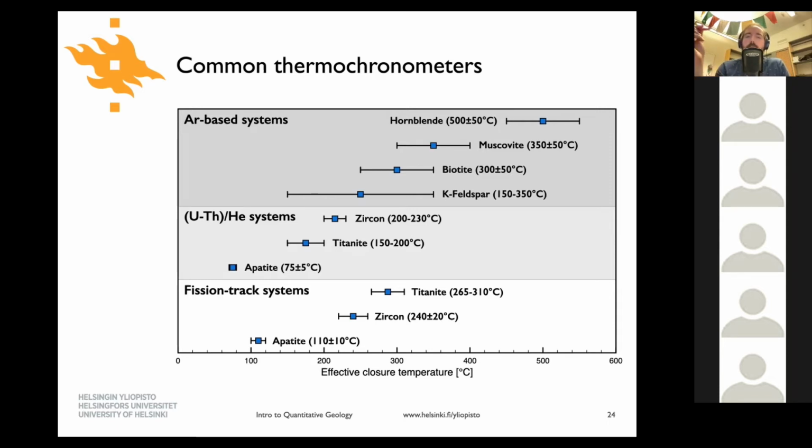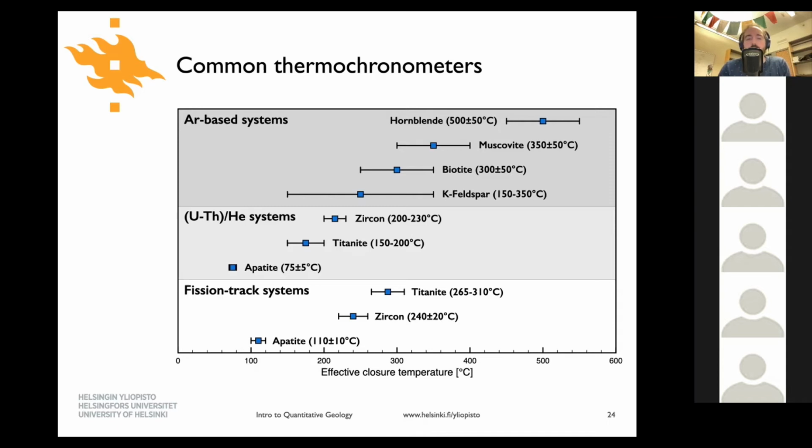Apatite's around 75 or 70 degrees Celsius, and zircon is closer to 200. And again, we'll see that in the exercise for this week. We'll calculate those closure temperatures and see what we get. And then finally, for the fission track systems, they're based on a little bit different systematics, but the same basic idea.